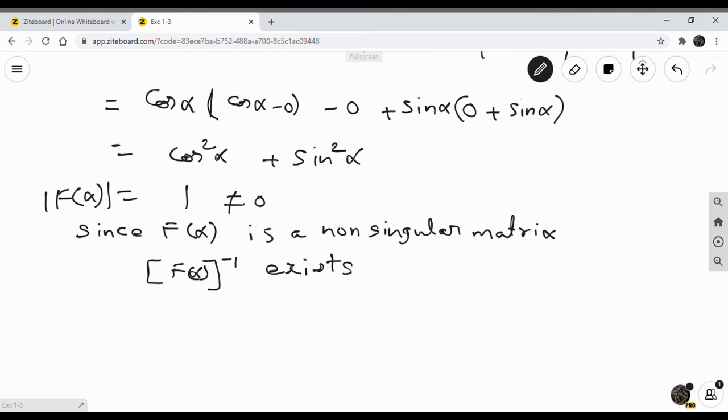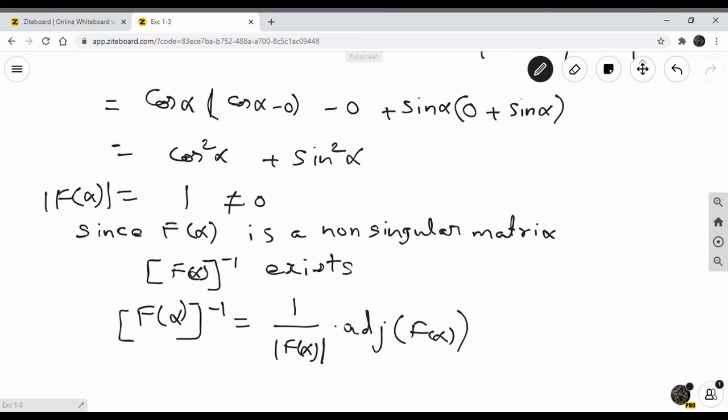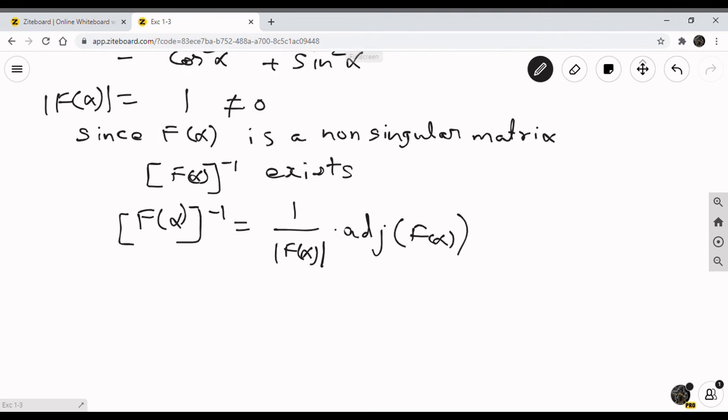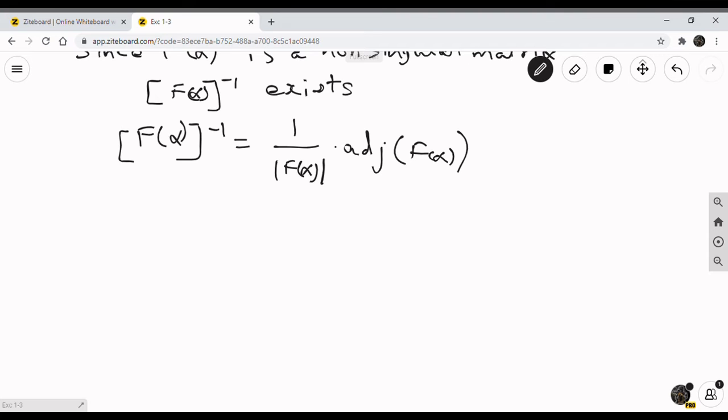Now we'll find the adjoint of f alpha to find the inverse. You know the formulas for inverse. So now the next duty we have to find. We know the 1 by f alpha determinant value. Now we have to find the adjoint of f alpha. Transpose of the cofactor matrix. So let us see that now.